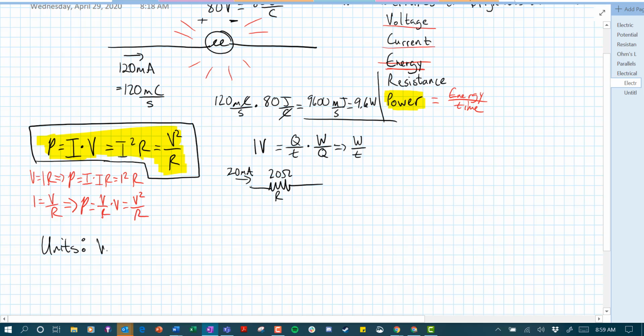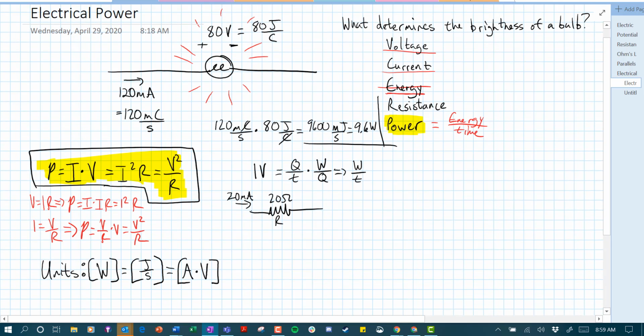The units are watts, and we know watts are joules per second, but since power is current times voltage, we can also write that as amps times volts. 1 amp times 1 volt is 1 watt. And we can also then do some practice problems in which we calculate power.